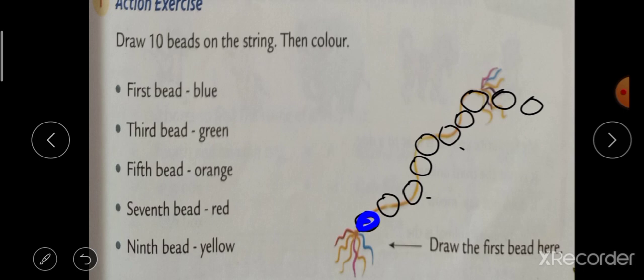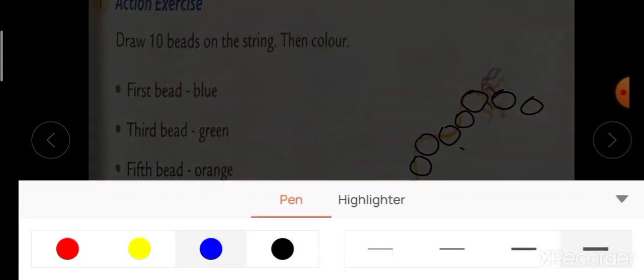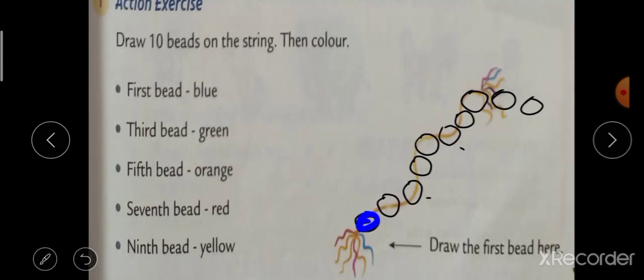Okay, blue. Then the third bead is green, but we do not have a green color. See, I don't have green color, so I cannot use it. Okay, fifth bead is orange, so third bead will be green. Fifth will be orange. That means now you should know how to count.